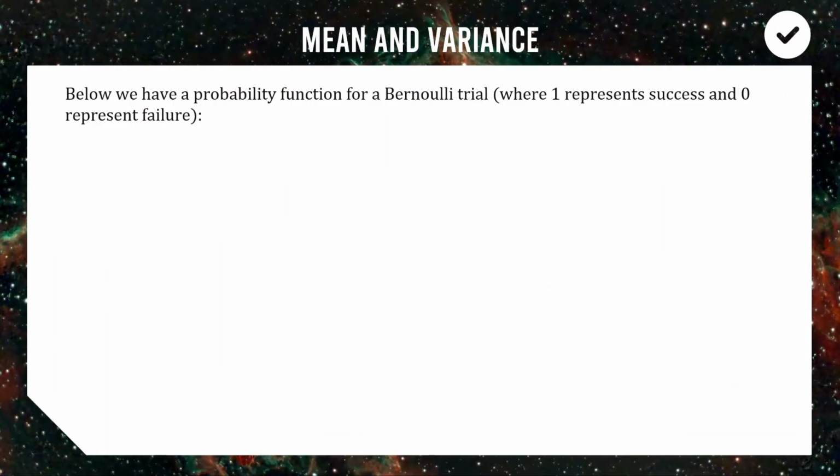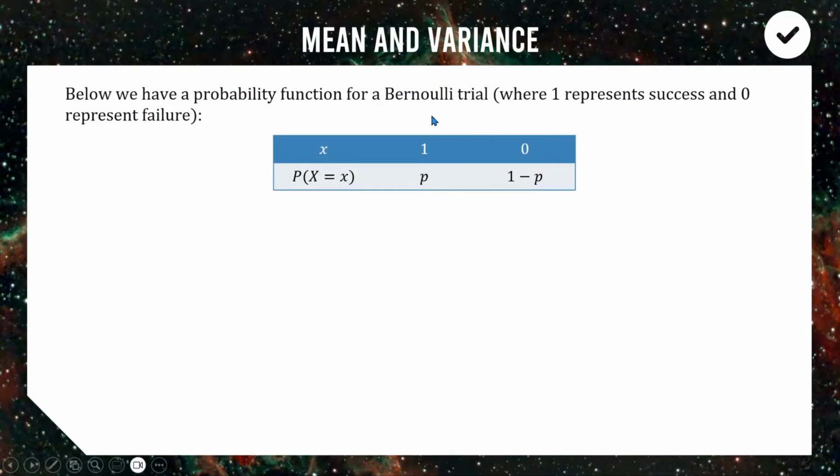So starting off by calculating the mean and variance of a Bernoulli trial. Bernoulli trial having a probability of success P, probability of failure 1 minus P. We're going to call 1 a success and 0 a failure. So the way we calculate the expected value of a discrete probability function is we take our outcomes, which in this case are 1 and 0, and we multiply them by our probabilities, P and 1 minus P.